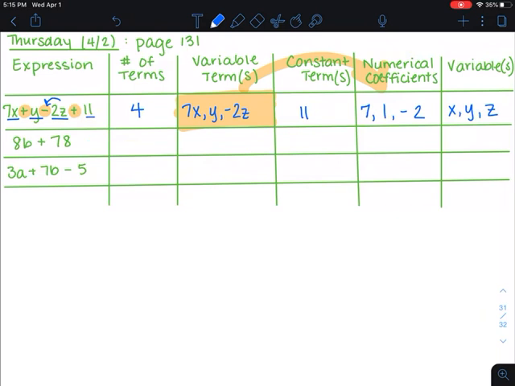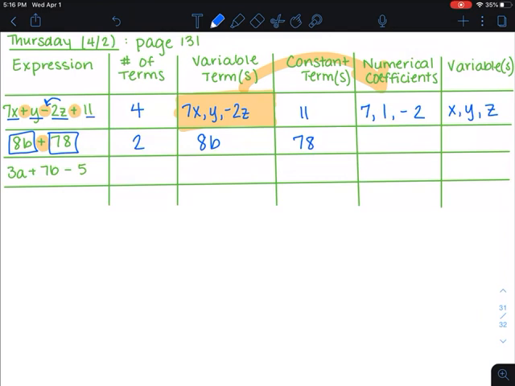Alright. Let's look at 8b plus 78. So I have adding right here. Terms are separated by adding and subtracting. So I have 2 terms. 2 terms is called a binomial, don't forget. Binomial. Alrighty, so both of these terms will be somewhere between these 2 columns. 8b. B is a letter, so it's a variable, so that's going to go in my variable terms. The next one is 78. It is just a number, no letter. It's going to go in my constant terms.